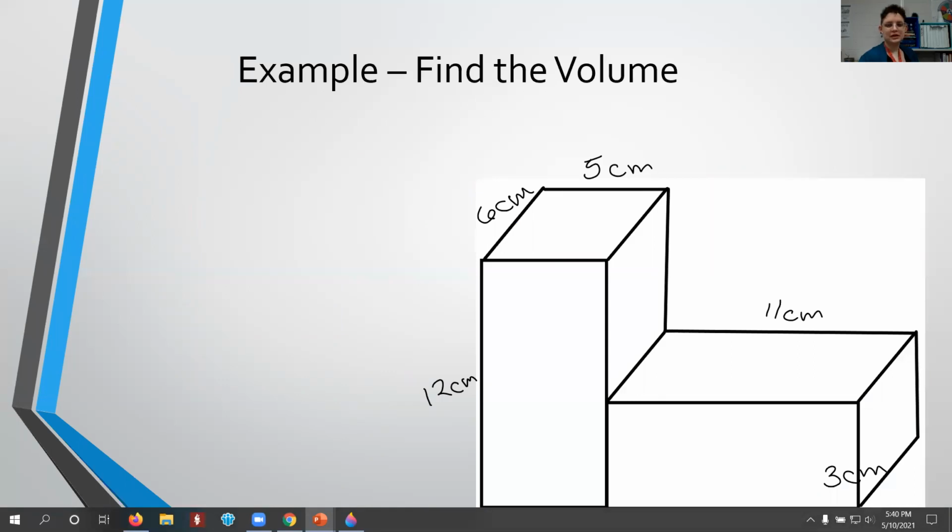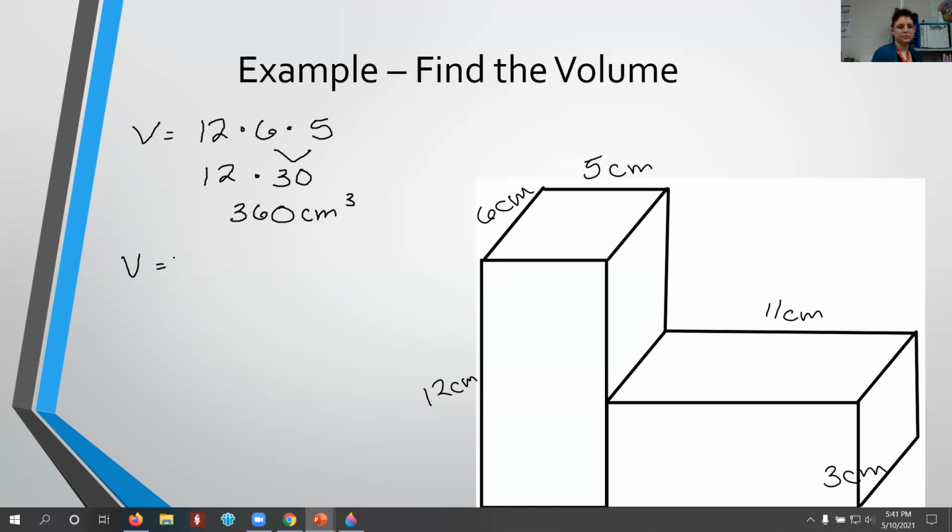So our first example, we have two rectangular prisms that have been put together, and we have been asked to find the volume. So we are going to find the volume of each piece separately and then add them together. Our first rectangular prism is 12 by 6 by 5. So 12 times 6 times 5. I'm going to multiply my 6 times 5 first and get 30 times 12. 3 times 12 is 36. Put my 0 on the end. And the volume of the first prism is 360 centimeters cubed.